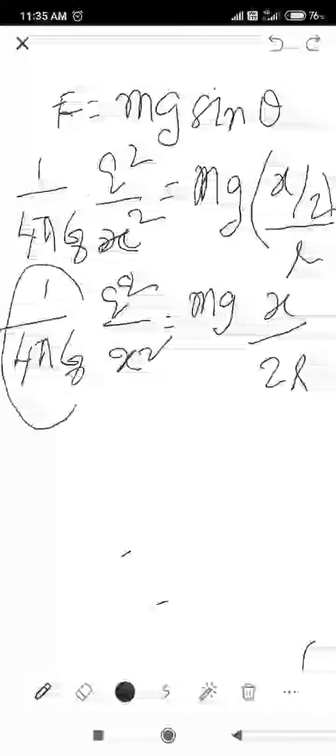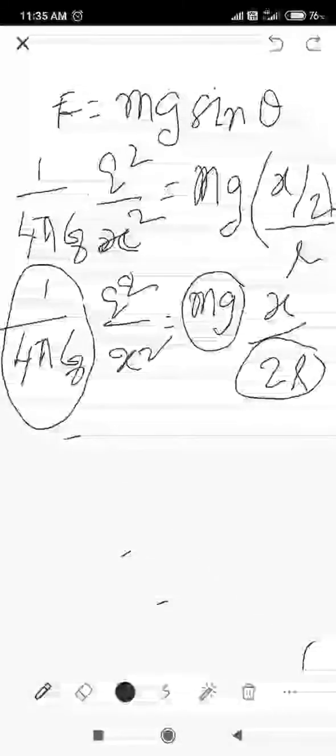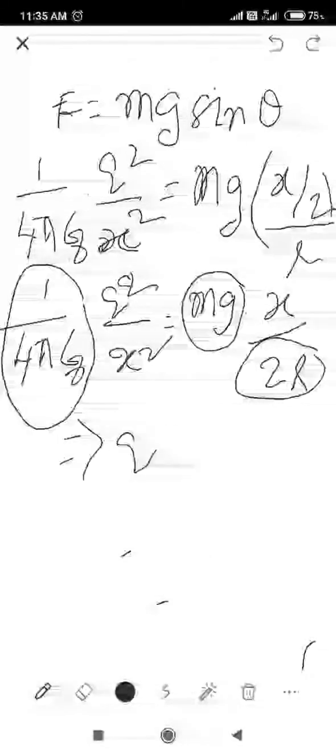Here 1 by 4 pi epsilon naught is constant and mg is also constant, 2L is also constant. By cross multiplying, you can write q square is proportional to x cube. This x square and x will multiply. So this is the relation between q and x.